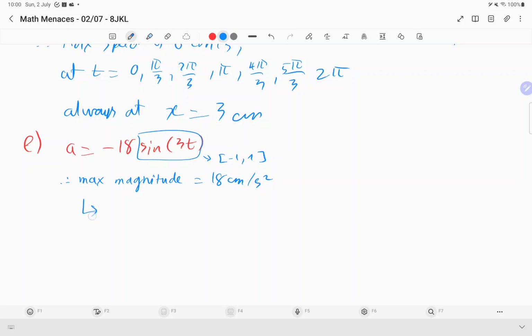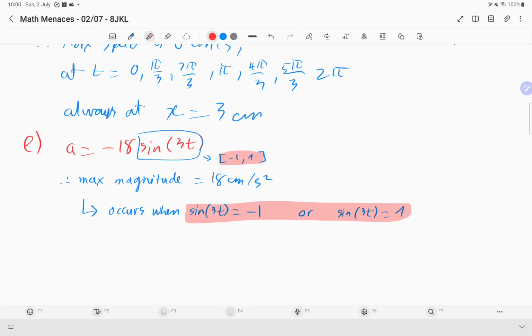So we put 18 equals negative 18 sine. Have a look, this one is the tricky part. It occurs when sine of 3t equals negative 1 or sine of 3t equals 1. Does that part make sense? This is the most important, the complex, familiar part here. That's what we consider in order to get the maximum magnitude. The maximum magnitude is when the sine part is either 1 or negative 1.